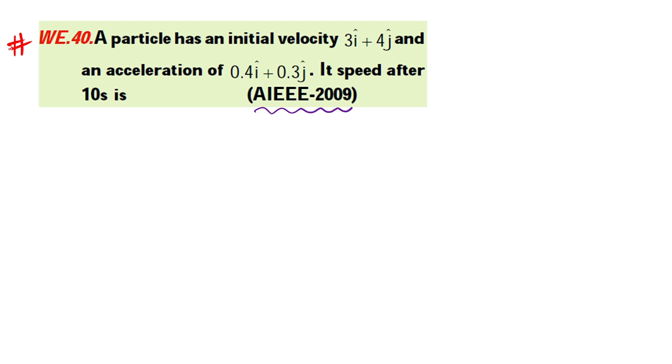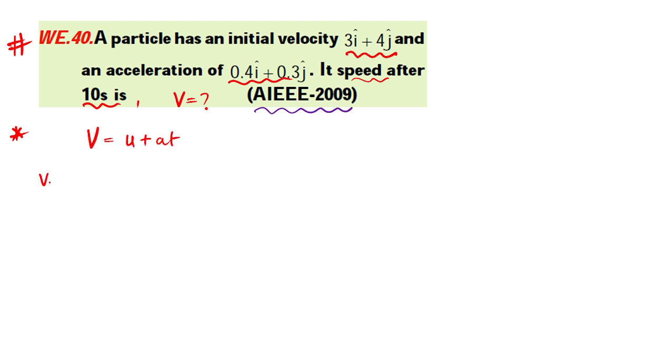Shall we? Yes, sir. How would you do it? You have already one governing equation. What are they given? Initial velocity is given. Acceleration is given. Time is also given. What are they asking? Final velocity they are asking. Very good. So this formula v is equal to u plus at, can I use it? Yes, sir.